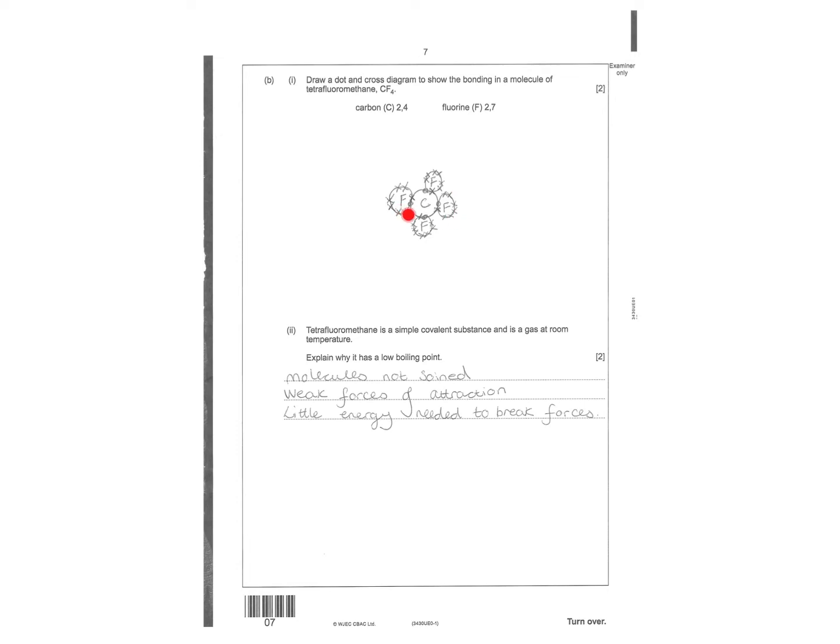Drawing the covalent bond, because they're both non-metals. Okay, both non-metals, so drawing the covalent bond. Explain why it has a low boiling point: molecules not joined, weak force of attraction, little energy needed to break these bonds.